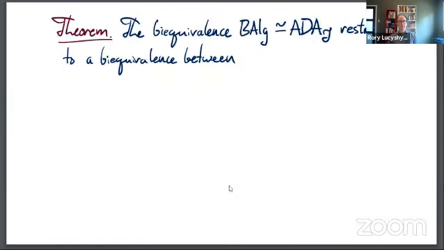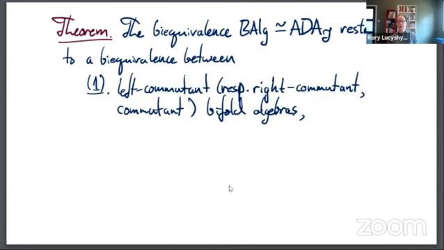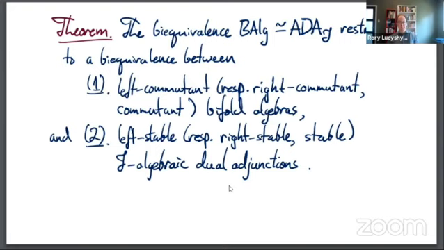So in particular, we can state this in the following way. The biequivalence between bifold algebras and J-algebraic dual adjunctions restricts to a biequivalence between, on the one hand, left commutant bifold algebras, and on the other hand, left stable J-algebraic dual adjunctions. And we have similar results for right commutant and right stable, right commutant bifold algebras and right stable J-algebraic dual adjunctions, similarly commutant and stable. So we have these restrictions of the biequivalence.